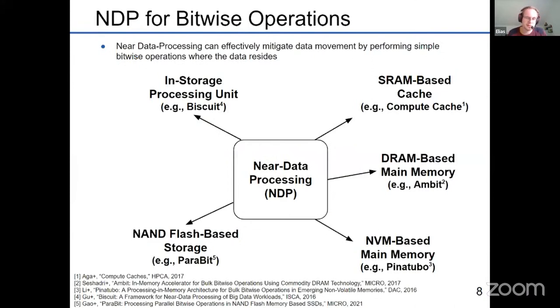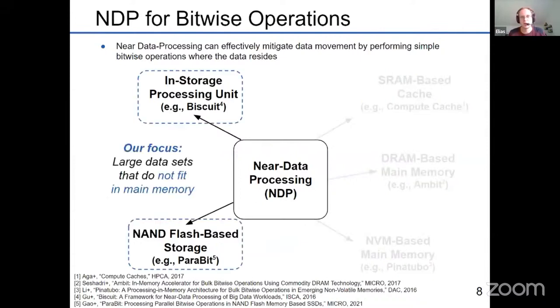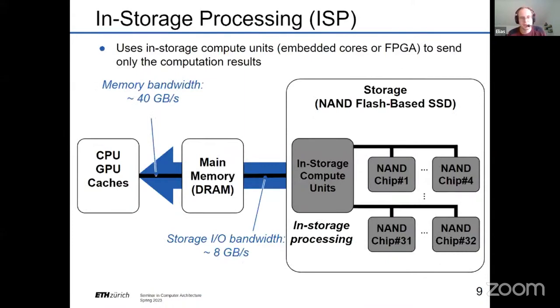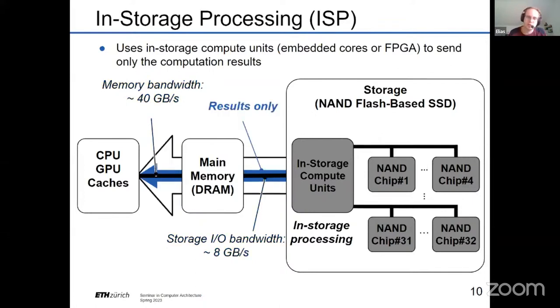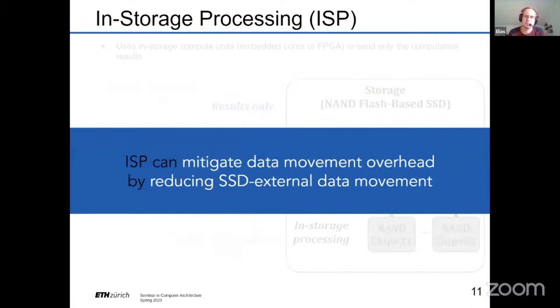To mitigate these problems, there are multiple different approaches. As we have seen in the last talk, we could do in-DRAM processing, but for this talk, our focus is on data sets that do not fit into normal main memory, where the data is in the storage. We will mainly be talking about flash-based storage. Here, the same picture from before, but now we can see in the storage there are in-storage computing units such that only the results have to be transferred through the bus hierarchy. This mitigates the data movement overhead significantly.